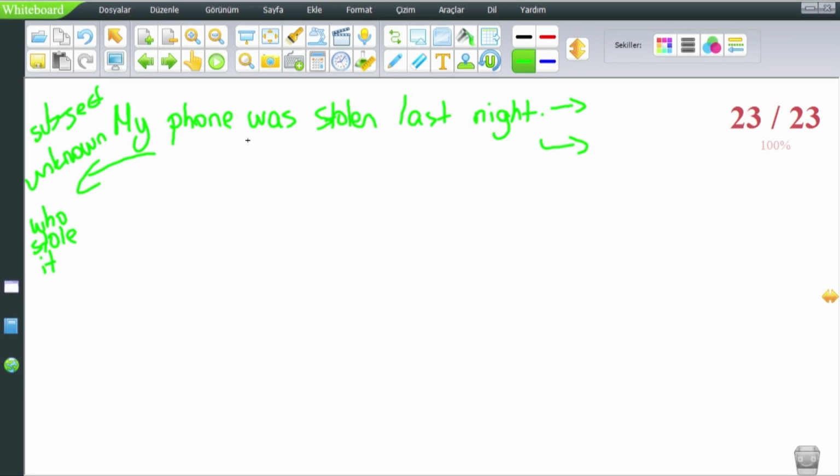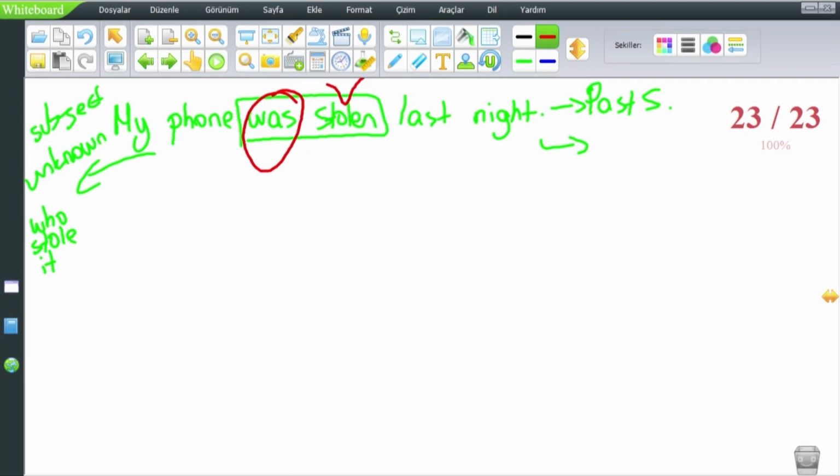I look at my time, my tense. My tense is past simple. That's why I used was. And verb 3 doesn't change. And my object is obviously my phone.